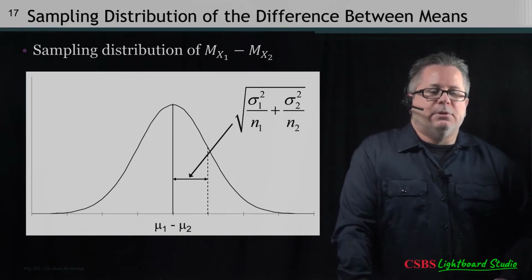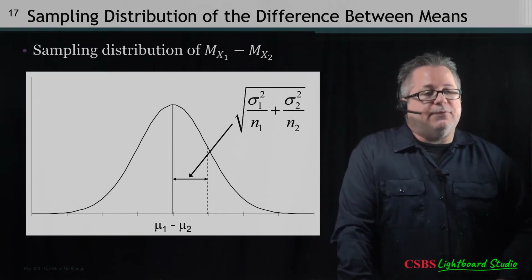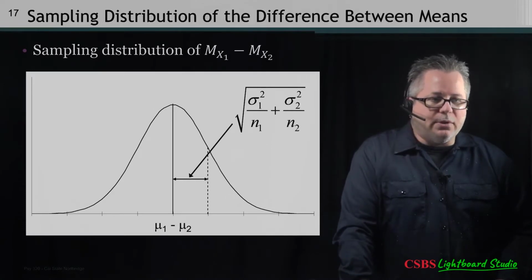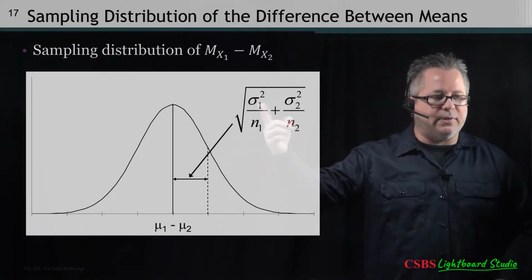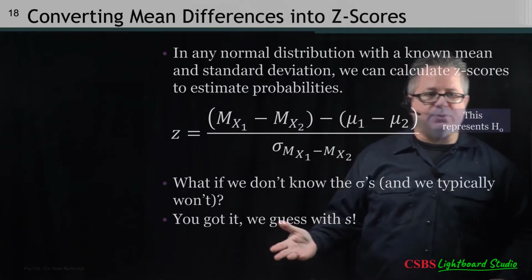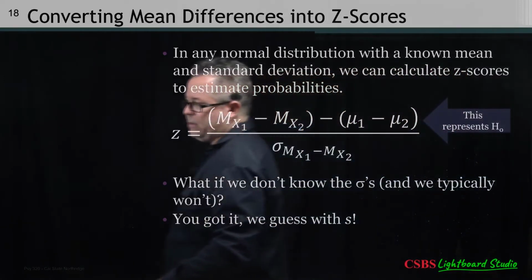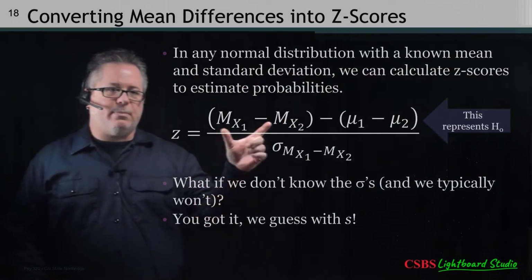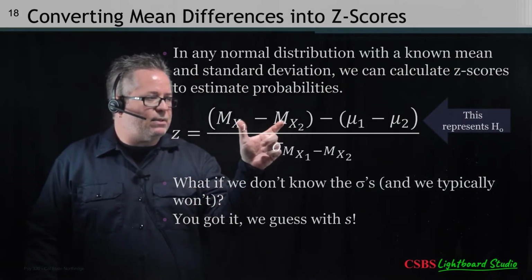All right, so let's move on. If these are coming from a population where sigma is known, then we can plug this in and figure that out. And we can do something akin to a z-test by saying, okay, the difference between my two means, right?